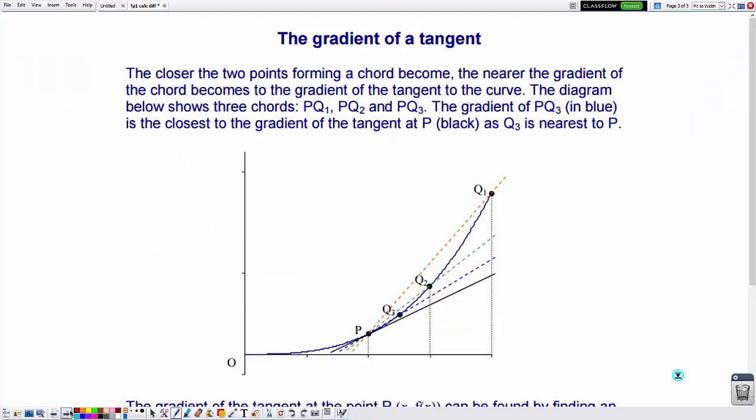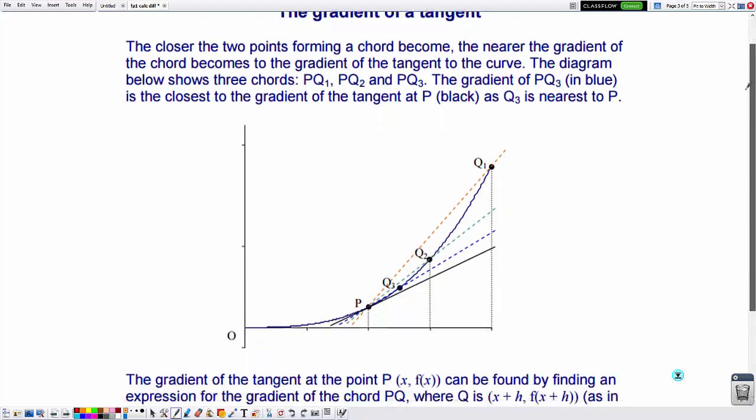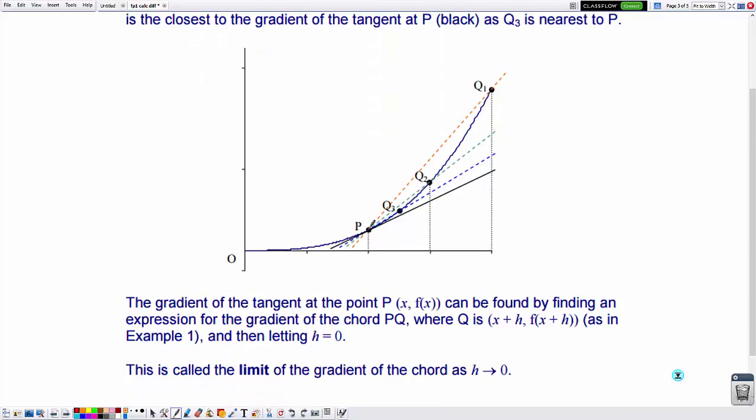Now let's look at the gradient of a tangent. Let's quickly look at this diagram. Let's imagine you wanted to work out the gradient of the tangent at P. Essentially, that's also the gradient of the curve at P. It's the same thing. How do we work out the gradient of the tangent at P? In the past, you might have just drawn a line and then worked out that gradient. But we can't do that, that's just an estimate. We want to be exact. And drawing by hand is never exact.